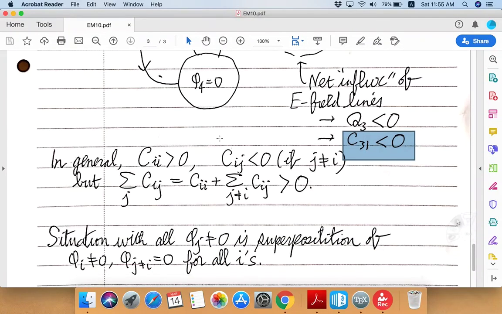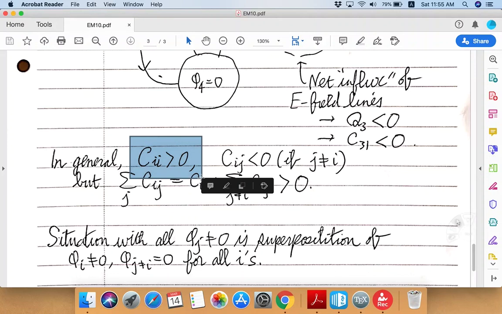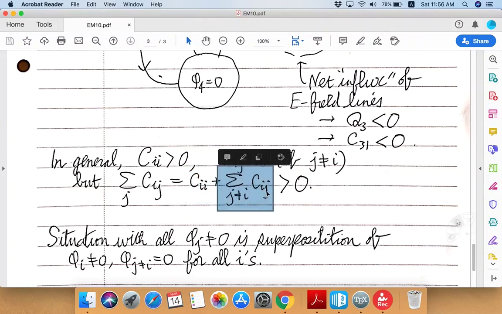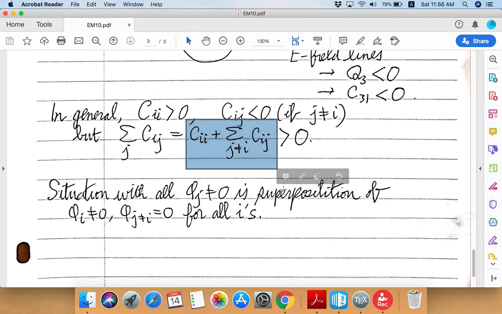And you can prove this as some sort of general mathematical theorem that if i is not equal to j, then Cij has to be a negative number. It's also clear that the self-capacitance Cii has to be positive. And you can also prove that if you sum the Cij over all the j's, so it's a sum of the self-capacitance Cii plus all the rest, which are called the mutual capacitances, then that value better be positive. That's also something you can prove, but it should also be more or less obvious on intuitive grounds.